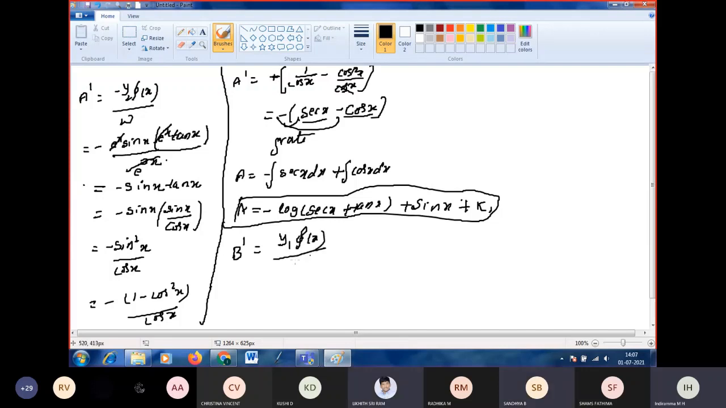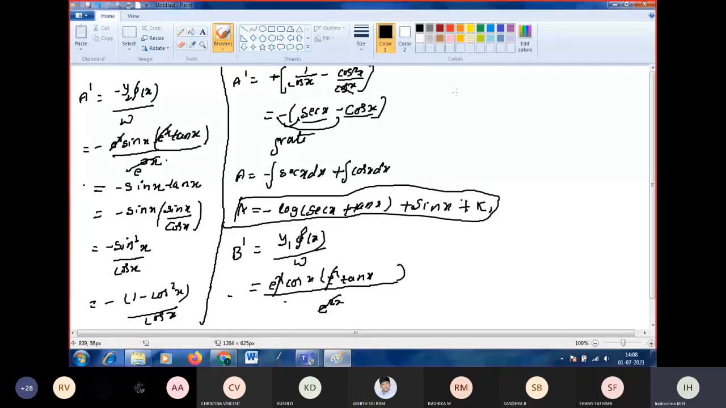It is y1 phi of x by w. What is y1? e power x cos x. What is phi of x? e power x tan x, by w. What is w? e power 2x. See the numerator, we have e power x into e power x. What is e power x into e power x? e power 2x. So e power 2x and e power 2x get cancelled.